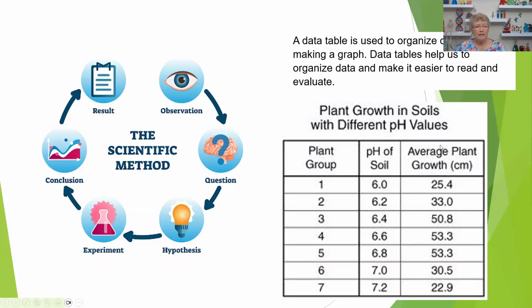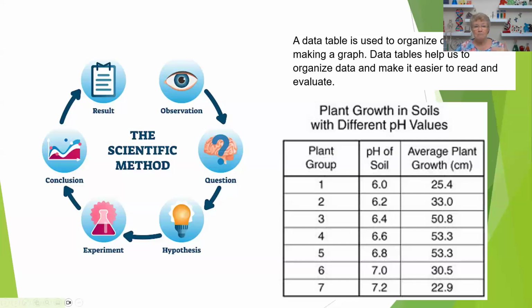So this is a nice chart right here. We often will put the data in a graph or a chart because it makes it really easy for somebody to understand. Keep that in mind. Whenever you can put data in a graph or in a chart, do so, because it makes it a lot easier for your reader to be able to tell at a glance. If I had a big paragraph here that said plant group one was grown in soil with a pH of 6.0 and grew to 25.4 centimeters. Plant group two was in soil with a pH of 6.2 and grew to 33. If I just had a big paragraph like that, it would take you a long time to figure it out.